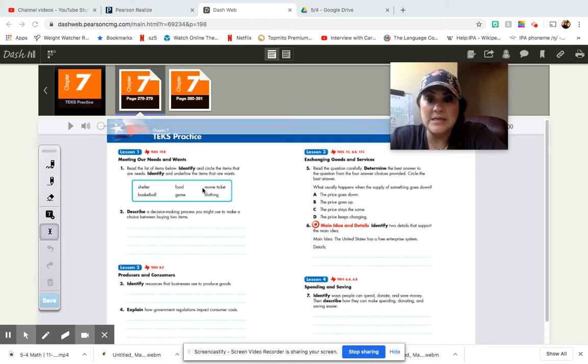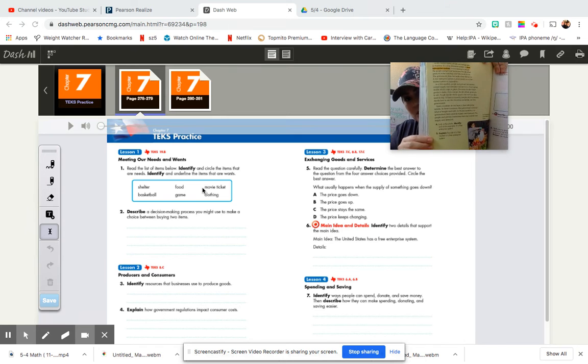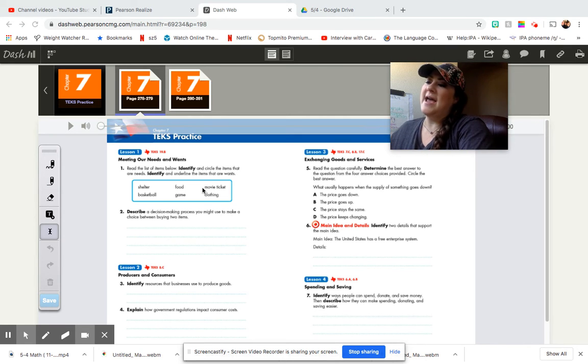And then number 6 says, identify 2 details that support the main idea. The main idea they're giving us is the United States has a free enterprise system. We've talked a lot about that. We first introduced this, though, in lesson 3. The free enterprise system you can find on page 262. Remember that the free enterprise system is when people can have a private business and decide what goods to make and buy and what type of work to do. So give me some details to support that main idea, okay?